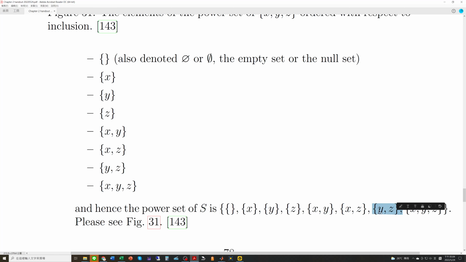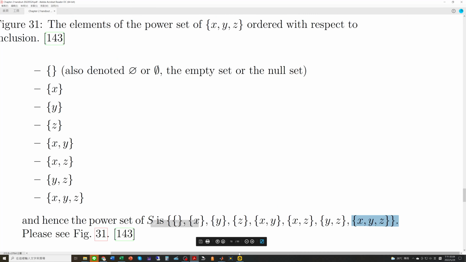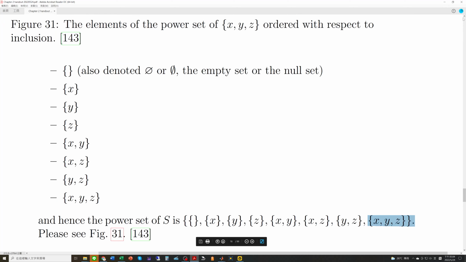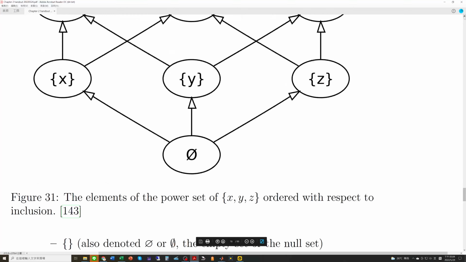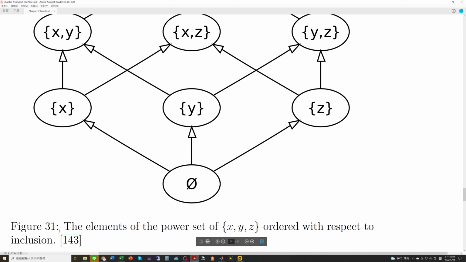The next element is the set which contains y and z. And the last element is the set which contains x, y, and z. Okay, please see figure 31. Figure 31 shows the elements of the power set of the set which contains x, y, and z, ordered with respect to inclusion.